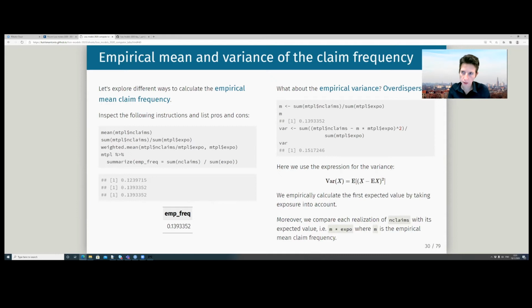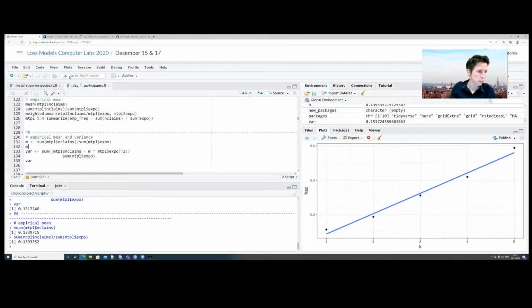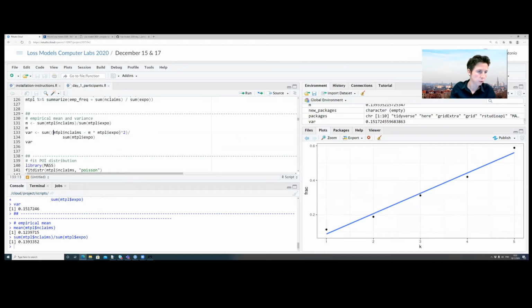So if we compare the N claims with its expected value, then this expected value should be the global empirical mean, but multiplied with the exposure for this particular observation, right? So that's what you see coded in the R script there. Then we take the squared difference and we average all of these once again by taking the exposure into account. So that's how I would implement this empirical variance, which I agree is not so straightforward, but that's what's going on over here.